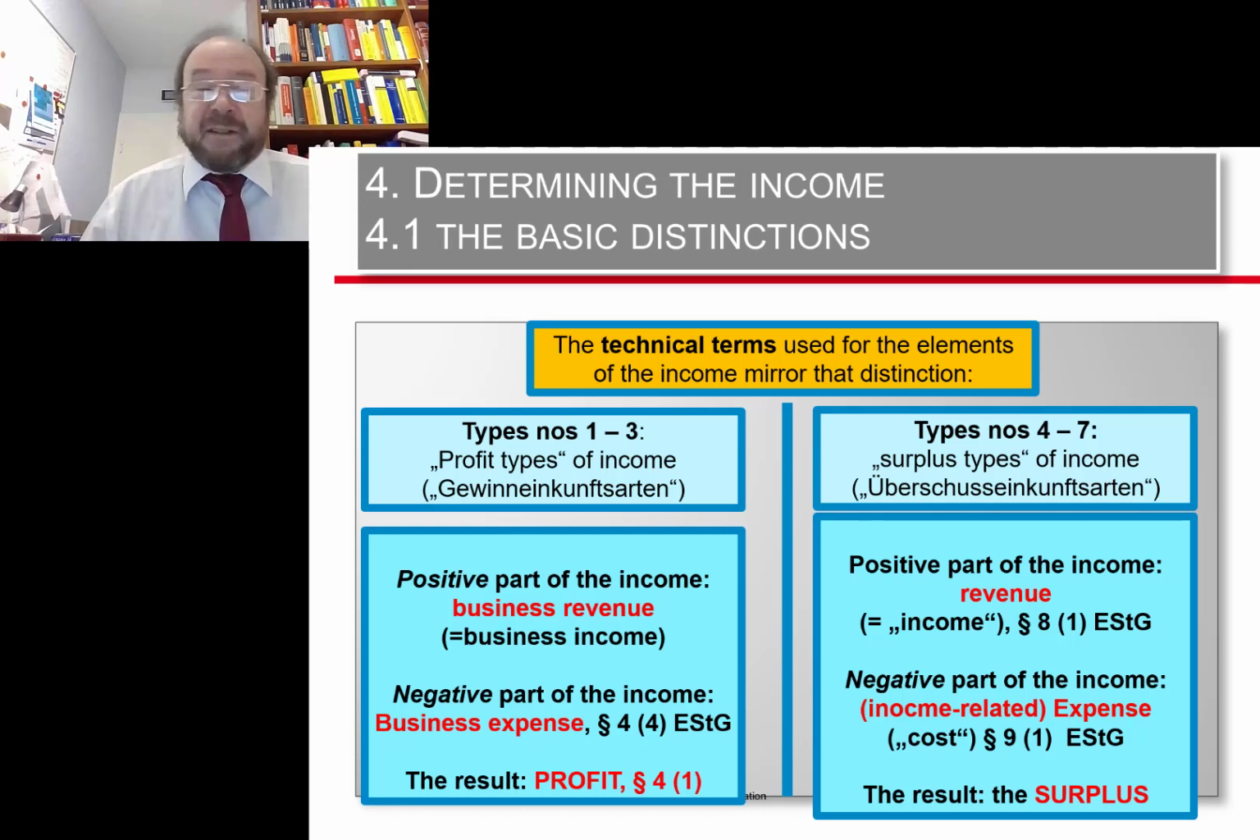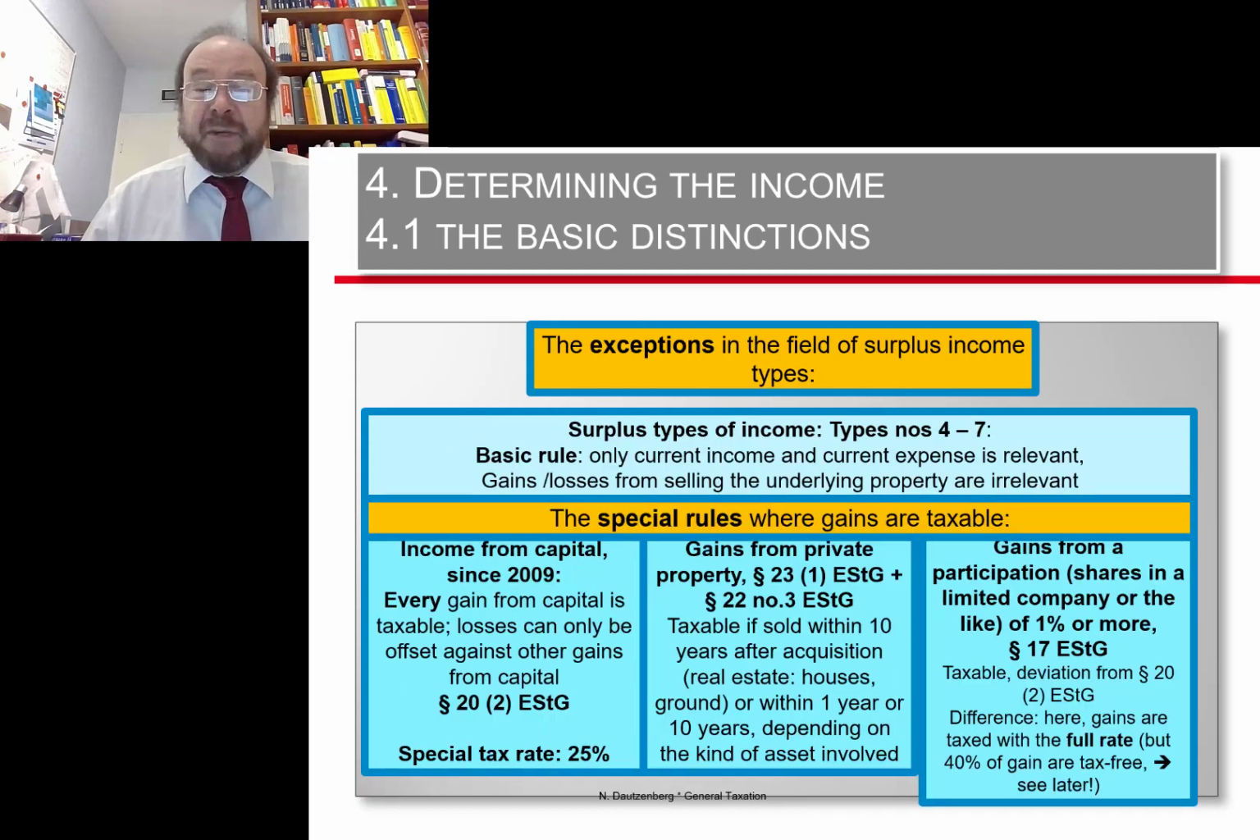Okay, not back to the future, but back to the slides. Here we have the terminology, you remember that. And I mentioned in the overview about the business income types and the private income types that there are some exceptions where also the sale of private property might be taxed. There are mainly 3 exceptions. The overview is here.